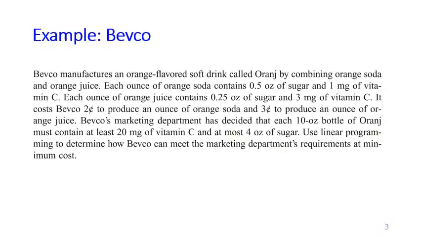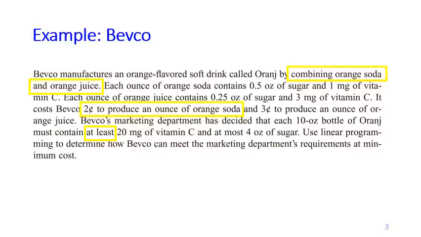In this example, Bevco manufactures an orange flavored soft drink. They call it orange, combining orange soda and orange juice. So you have a soft drink which is a combination of orange soda and orange juice. And then you produce the soda and you also produce the orange juice. So it's something that you need to produce, and then there is a production cost for producing the soda and producing the orange juice.